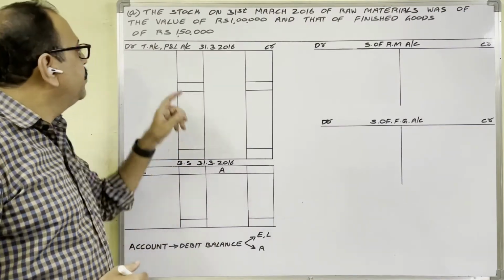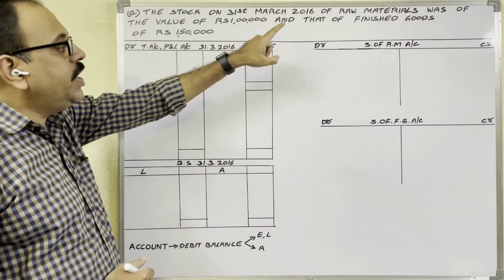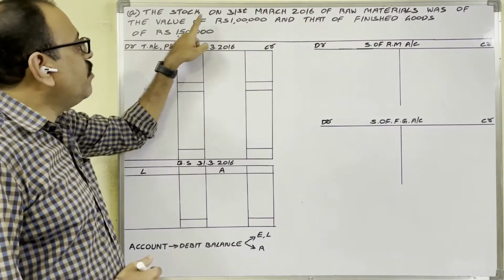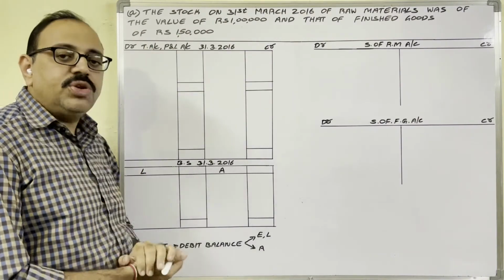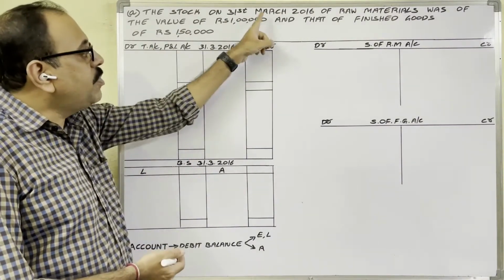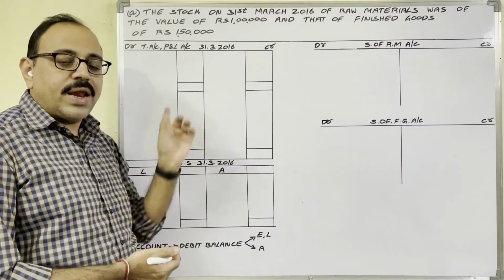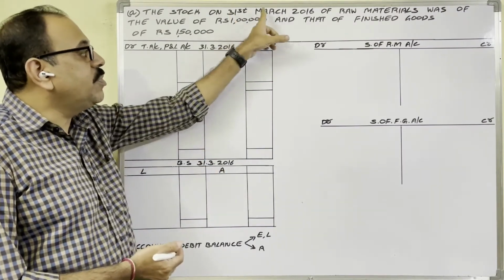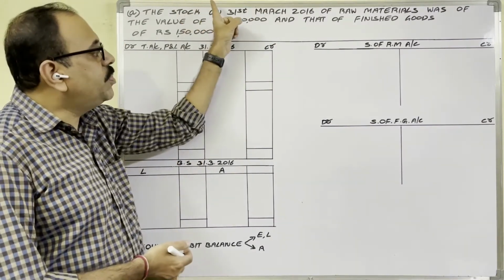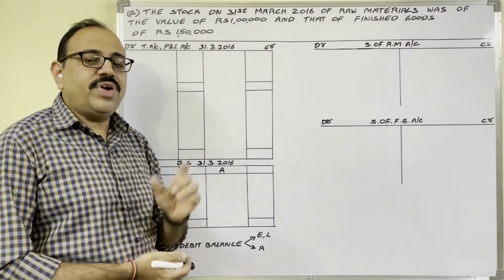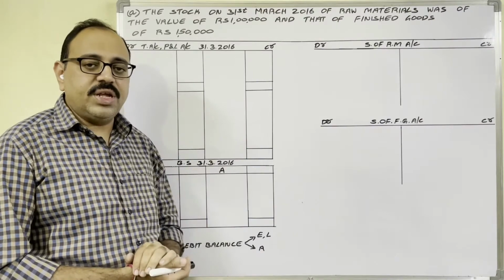See the first point. The stock on 31st March 2016 of raw materials was of the value of 1 lakh rupees and that of finished goods of 1,50,000 rupees. On 31st March 2016, there is closing stock. So the current year's last date is 31st March 2016. Starting date will be 1st April 2015. So for 2015-16, we are writing these adjustment entries.